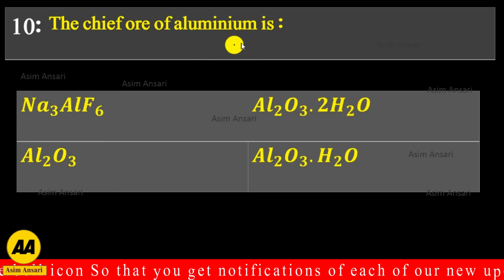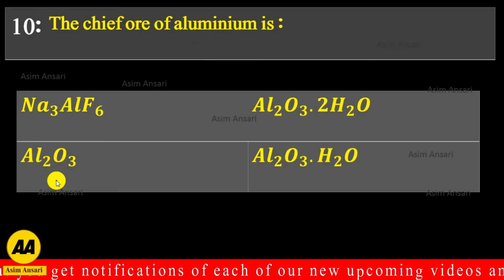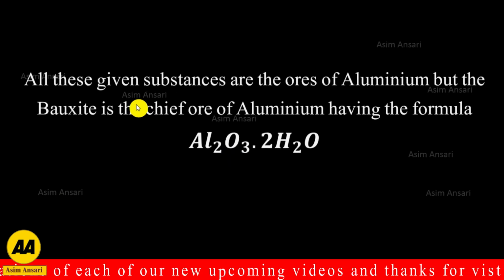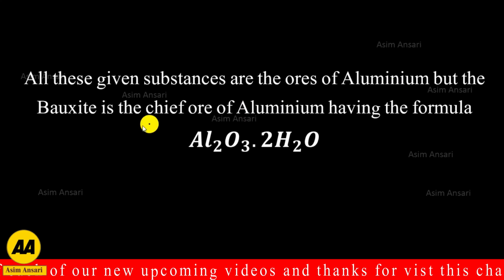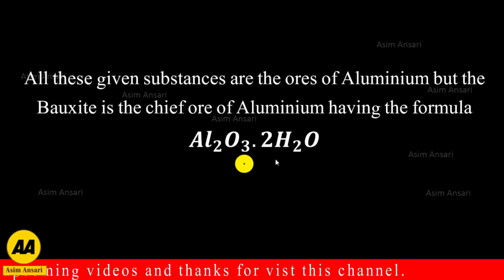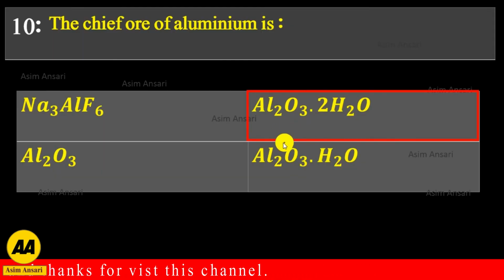Next, the chief ore of aluminium is: Na3AlF6, Al2O3.2H2O, Al2O3, or Al2O3.2H2O. All these given substances are ores of aluminium, but bauxite is the chief ore of aluminium, having the formula Al2O3.2H2O. So the exact answer is Al2O3.2H2O.